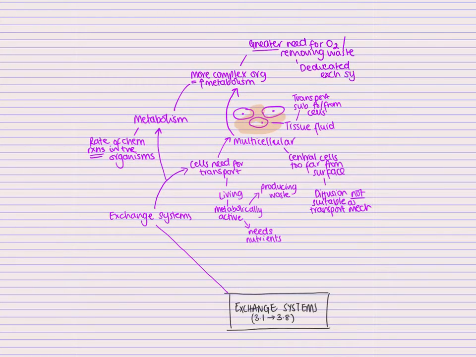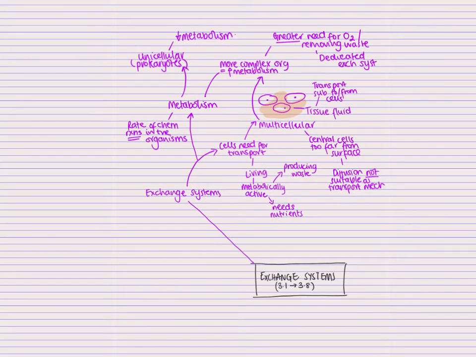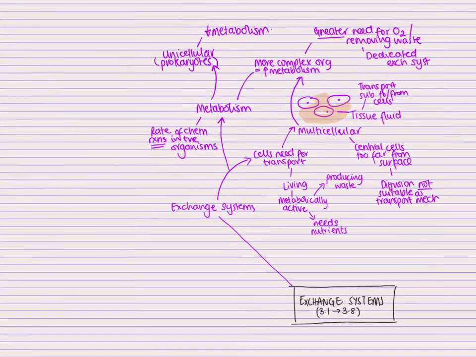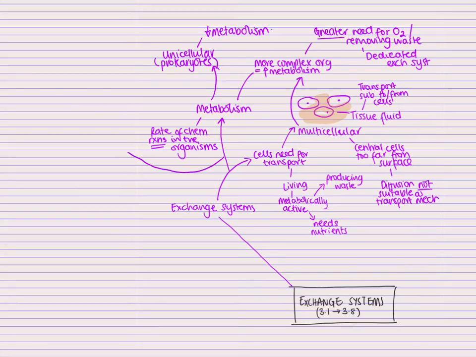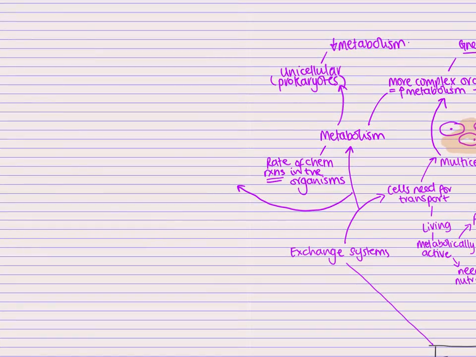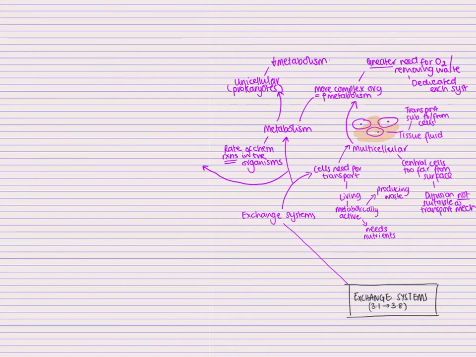Conversely, if we are not very metabolically active, so maybe we are unicellular, made of one cell, things like prokaryotes, then they're less likely to need as much, so they don't need a dedicated transport system. So we've got a lower metabolism. And this complexity idea links nicely into the final part of this first big branch, which is the surface area to volume ratio. Sorry, I'll zoom out a little bit so you can still see over there.